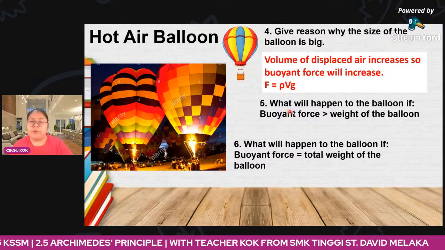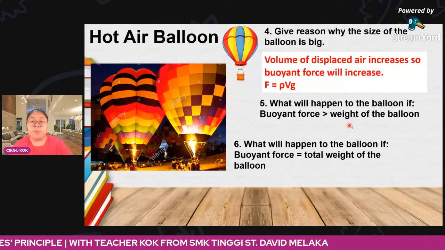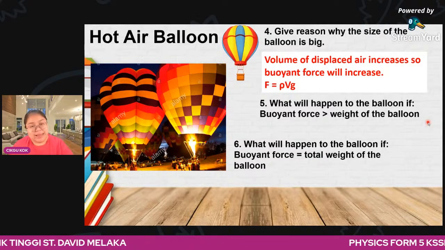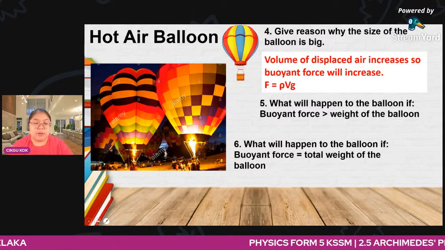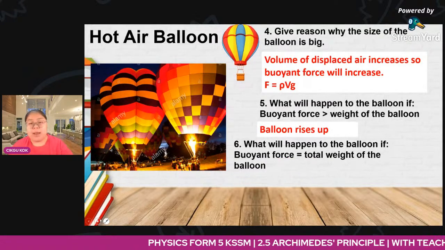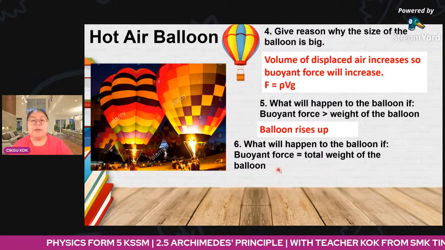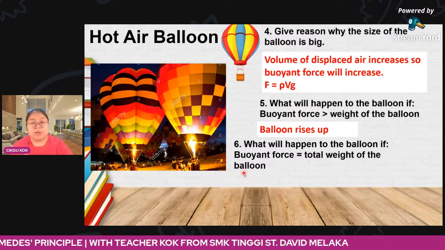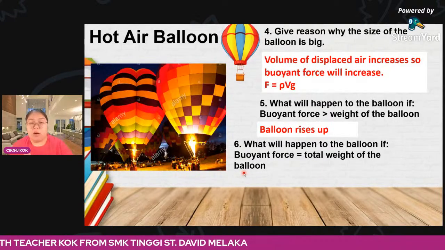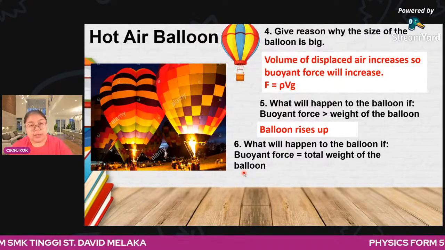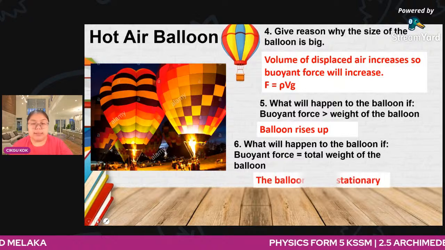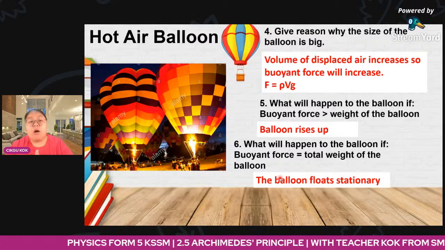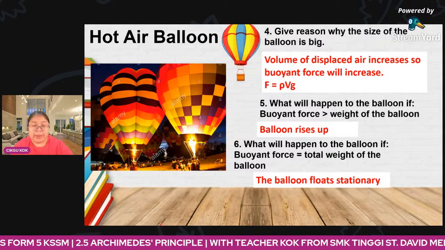Okay, number 5, what will happen to the balloon if the buoyant force is more than the weight of the balloon? Everybody understands, up is more than down. Sure, it rises up. So the answer is rise up. What will happen to the balloon if the buoyant force is equal to the total weight of the balloon? Both equal means balanced already. In this situation, the hot air balloon is stationary at that level. So the answer is the balloon floats stationary. This is a comparison of the buoyant force and the weight.